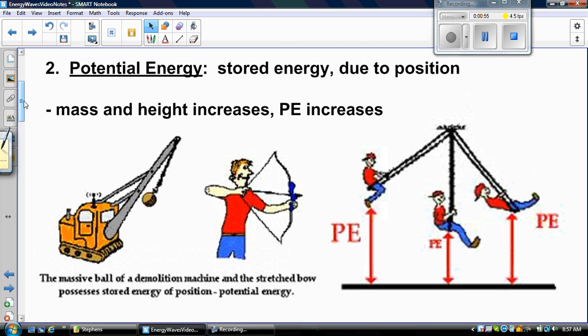Okay, so these are examples of potential energy. The bow and arrow, when he pulls it back, has stored energy that can be converted into kinetic. If we look at this swing set example, notice the higher he goes, that increases your potential energy because his height increases. The more massive the ball on this demolition machine, the more potential energy it has.